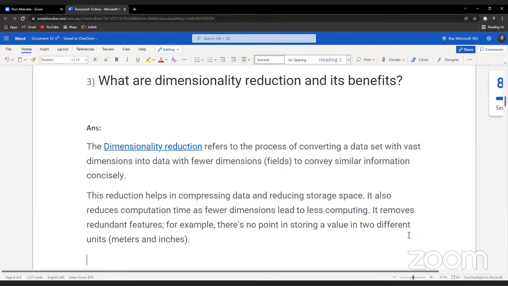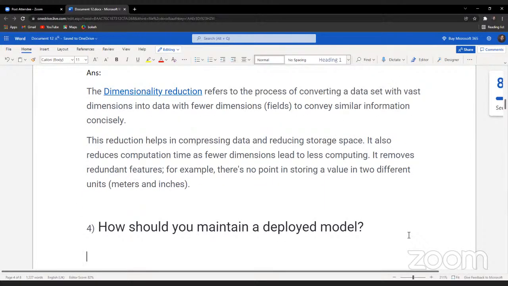Jumping into the next one, how should you maintain a deployed model? What are the precautions to be taken to maintain a deployed model? If anyone knows the answer about this deployed model, please text me in the chat box. I'll see those answers and we'll discuss the answer then.